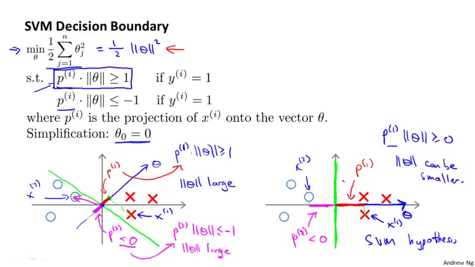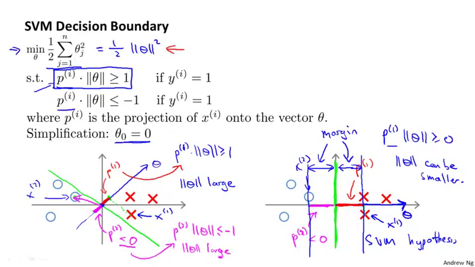Namely, if you look at this green line, this green hypothesis, we want the projections of my positive and negative examples onto theta to be large, and the only way for that to hold true is if, surrounding this green line, there's this large margin, this large gap that separates the positive and negative examples. And the magnitude of this margin is exactly the values of P1, P2, P3, and so on.